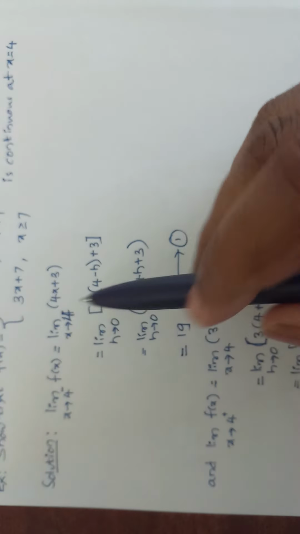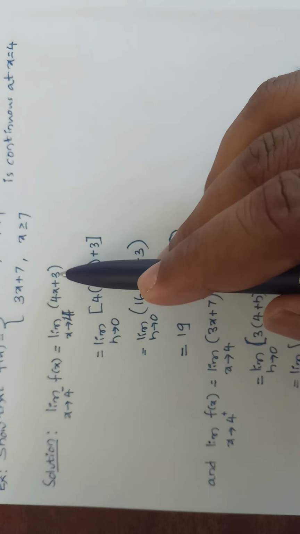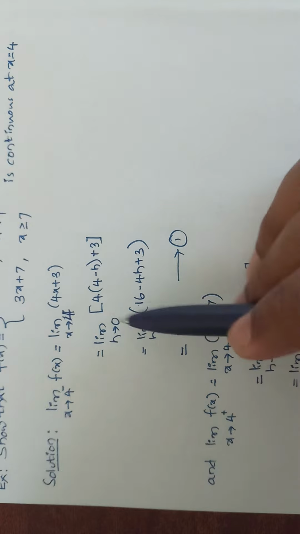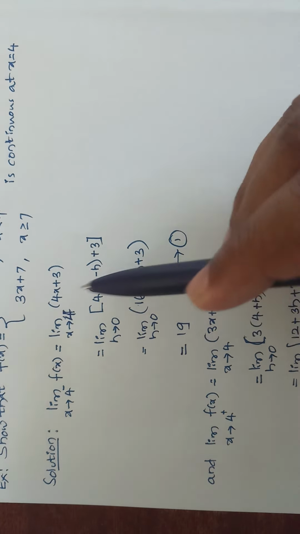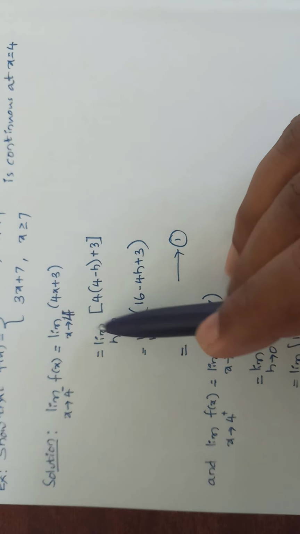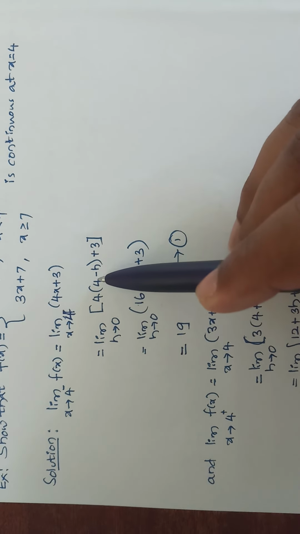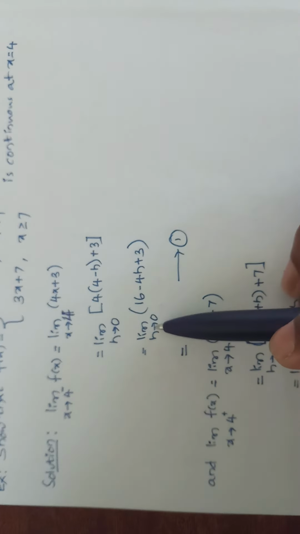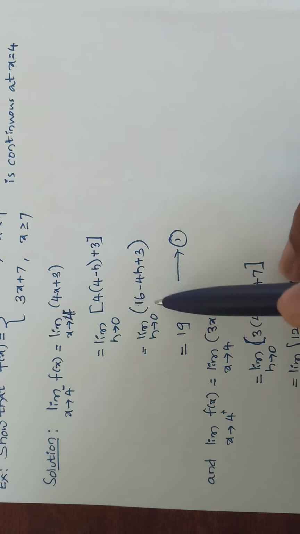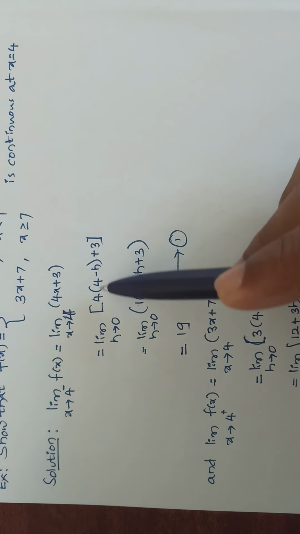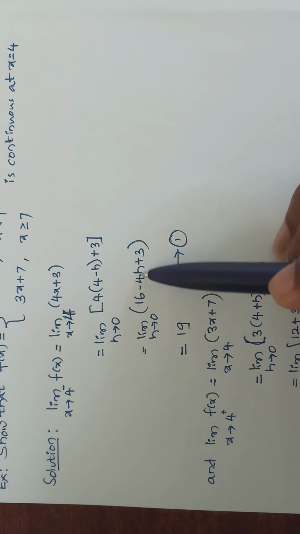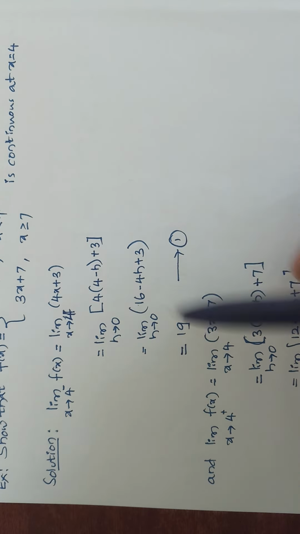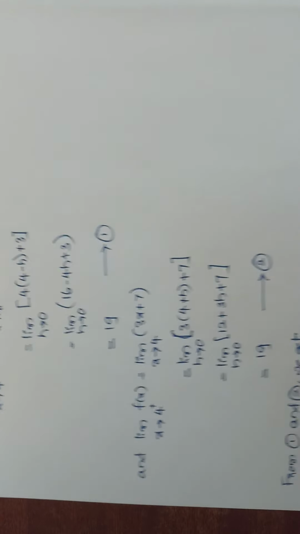Limit x tends to 4, f of x is equal to 4x plus 3. This can be expressed as x minus h. So limit h tends to 0, 4 into (x minus h), and you know that x is 4, so 4 into (4 minus h) plus 3. That is 16 minus 4h plus 3. If you substitute the value, 4h means 0, and 16 plus 3 is 19. So here your left hand limit is what?